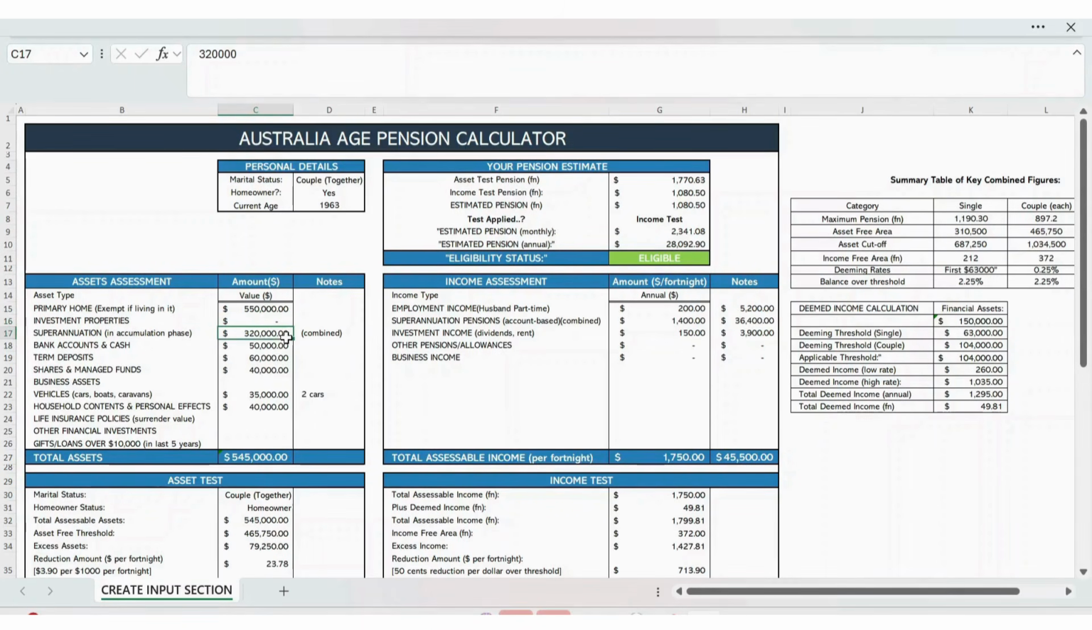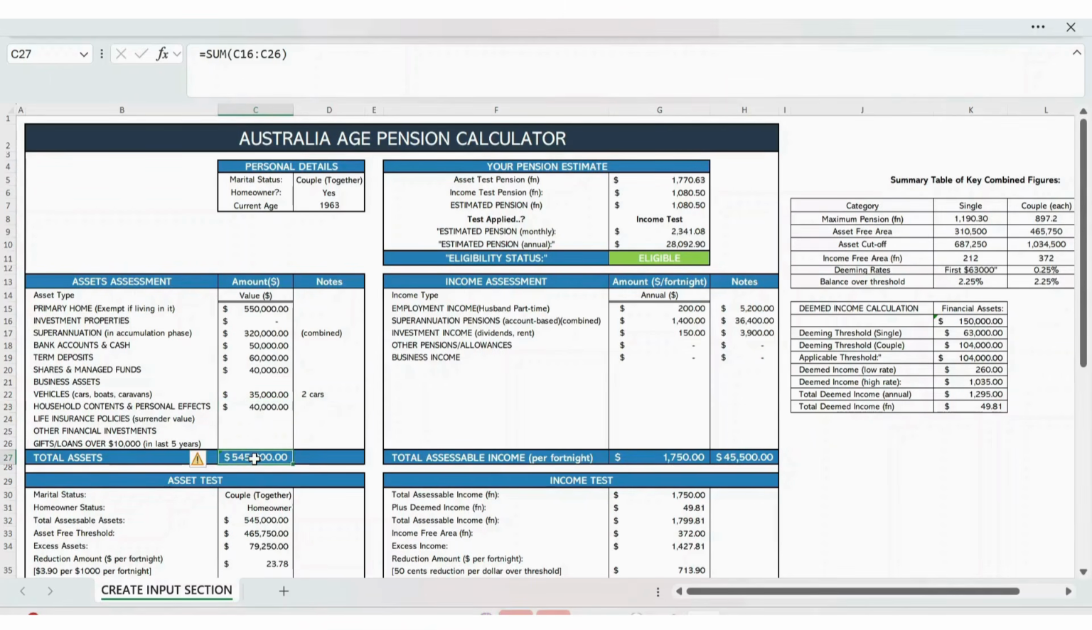Superannuation, $320,000 combined. This is super in accumulation phase. If you're already drawing from it, the treatment is different. Bank accounts and cash, $50,000, all your everyday accounts and savings. Term deposits, $60,000, fixed-term investments with banks. Shares and managed funds, $40,000, all your listed investments. Vehicles, $35,000. I've included 2 cars here. Household contents, $40,000. Furniture, appliances, personal effects.